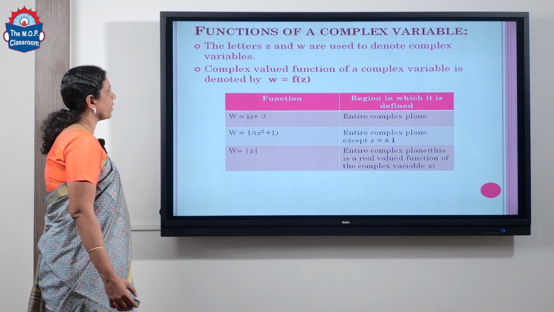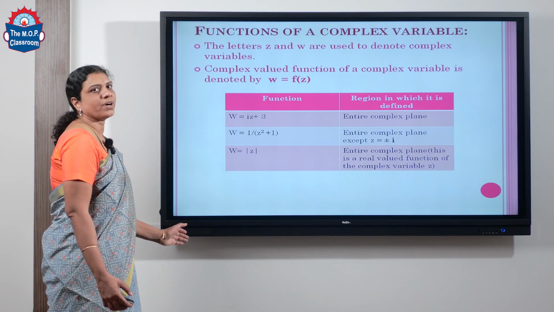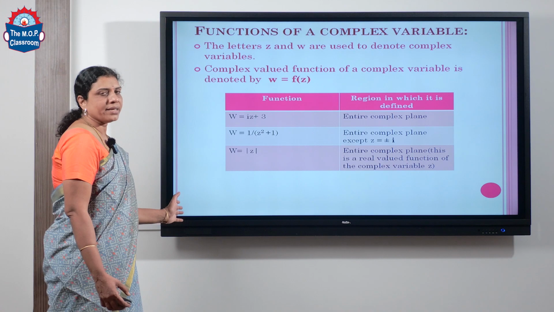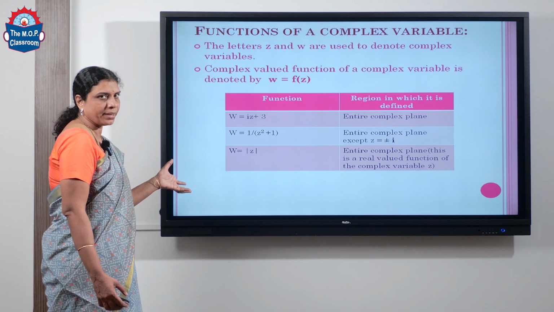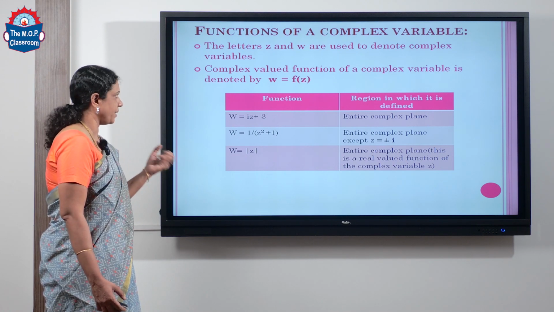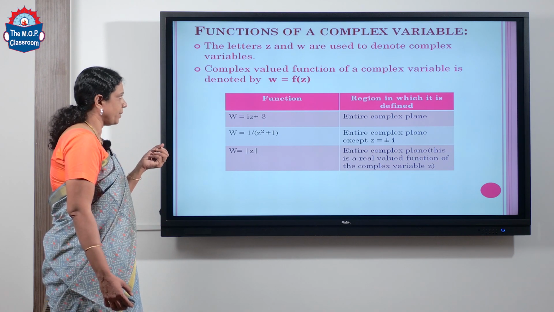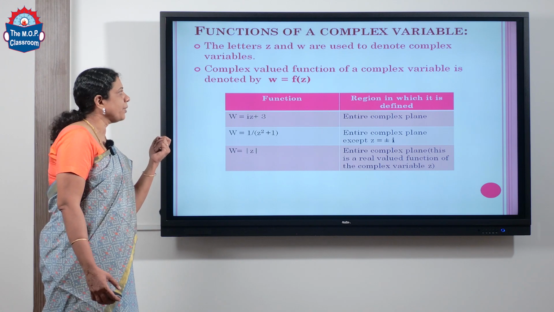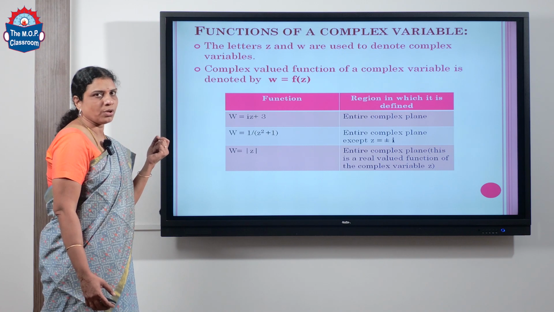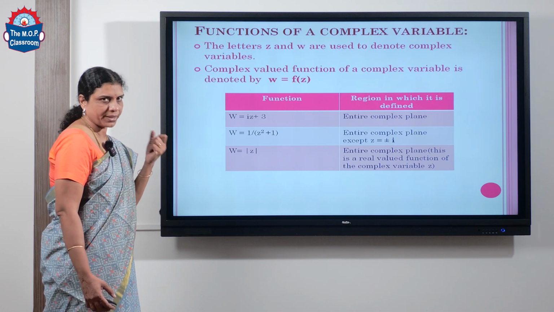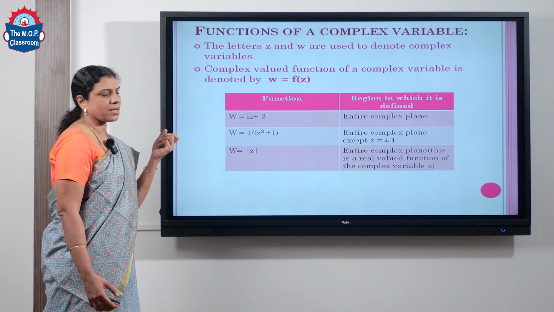Next is a function of a complex variable. Usually the letters z and w are used to denote the complex variable. So z is nothing but x plus iy. Similarly, w is a complex variable in the w plane, which is w equals u plus iv. So this is the complex valued function. A function of a complex variable is usually denoted by w equals f of z. So w is nothing but u plus iv, which is equal to f of x plus iy. So u plus iv is the image of x plus iy.